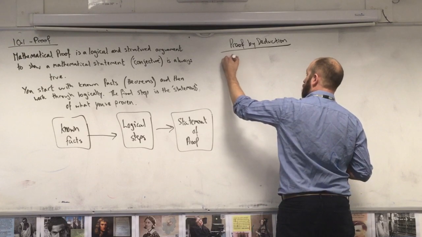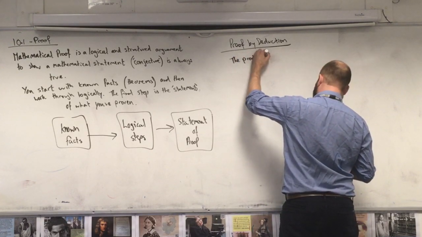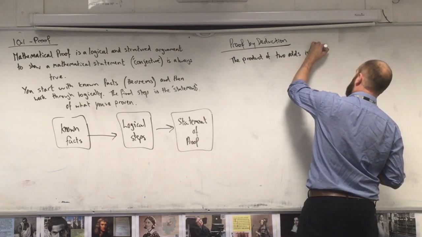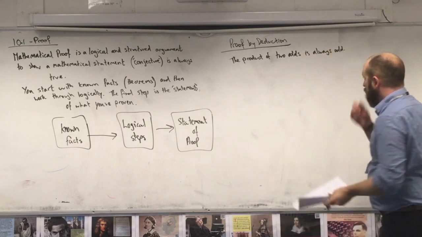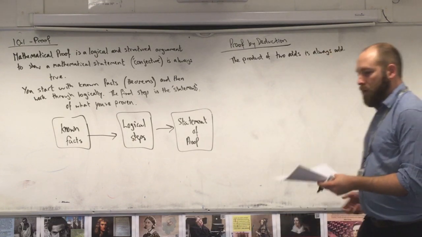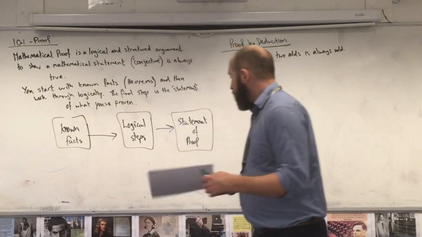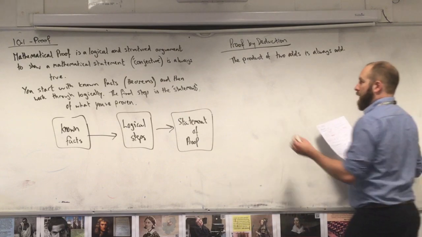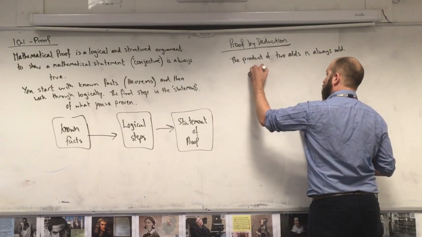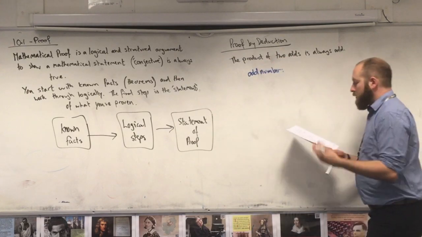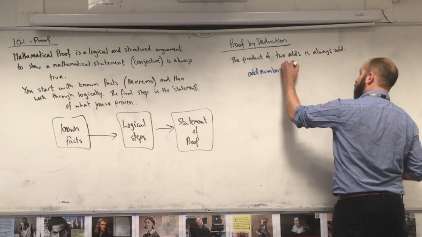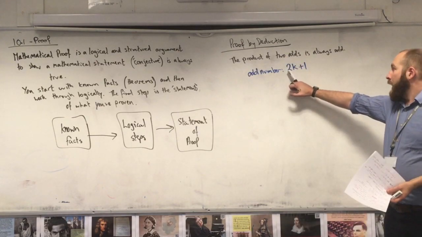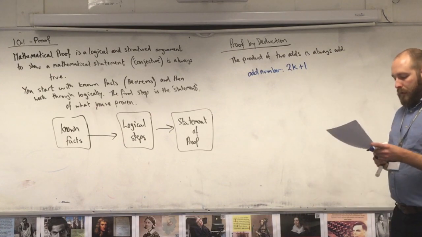So, for example, the product of two odds is always odd. So we have to somehow prove that the product of two odd numbers is always going to be odd. Now, to do this with logical steps, so proof and known facts, we're going to have to come up with an odd number. So we can say an odd number could be described as 2 times k plus 1. The reason we can do that is we can say 2 times any number is going to be even, and an even number plus 1 is obviously an odd number.